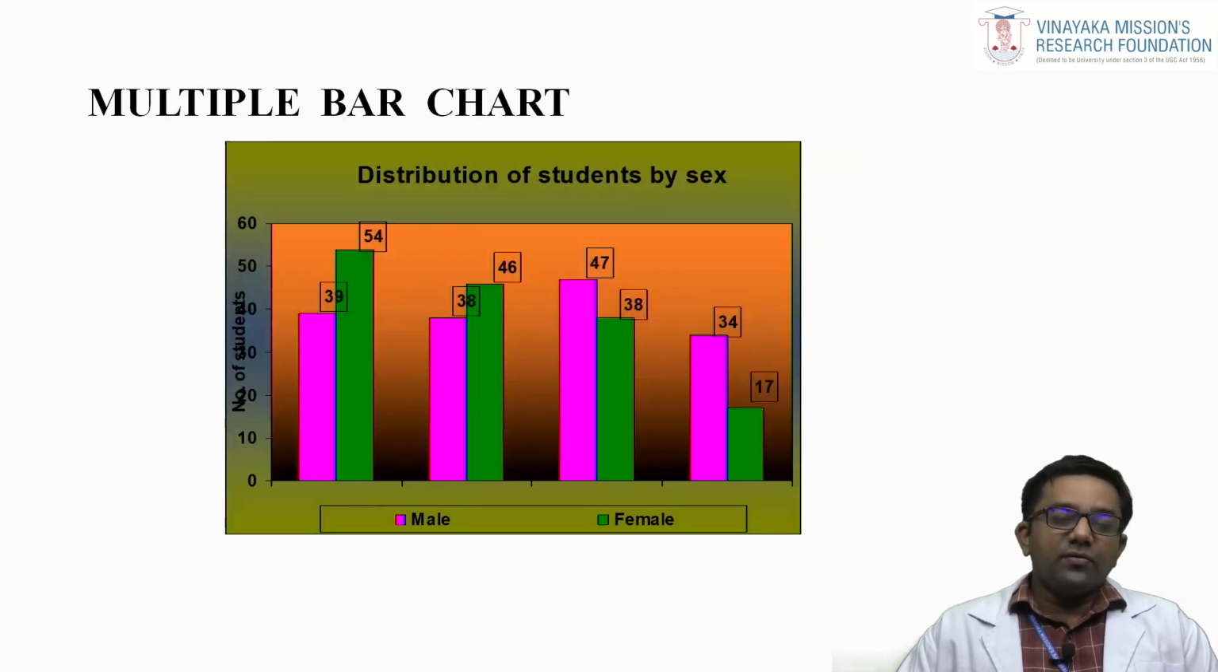This is an example of a multiple bar chart. In a multiple bar chart, we are going to compare the male and female participants, that is, the distribution of students based on gender. We are comparing the male and female participants, so this becomes a multiple bar chart.